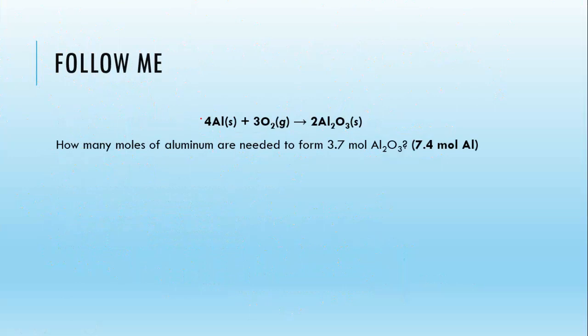Right here, here's our balanced equation. It's already got the coefficients for us. I don't need to balance it. If you want to check, you can, but it's balanced. What I told you to do next is convert to moles, if necessary. Here's the question: how many moles of aluminum are needed to form this many moles of Al2O3? This is just like what we did in our previous problems. We're going to start with what we're given, the 3.7 moles of Al2O3.